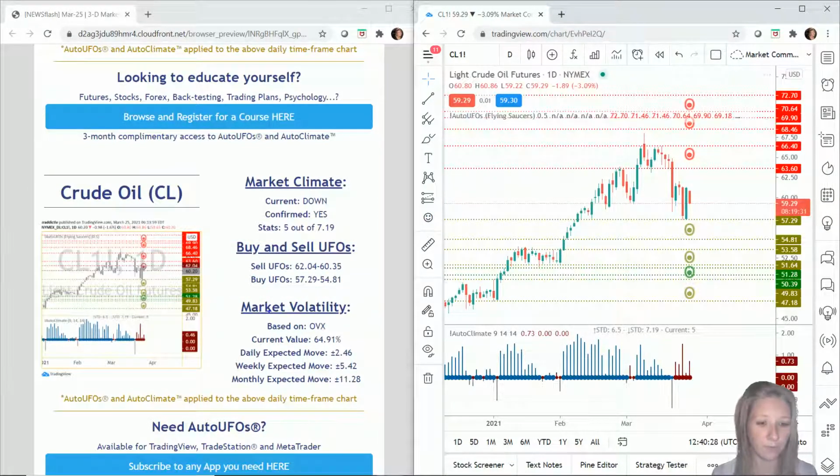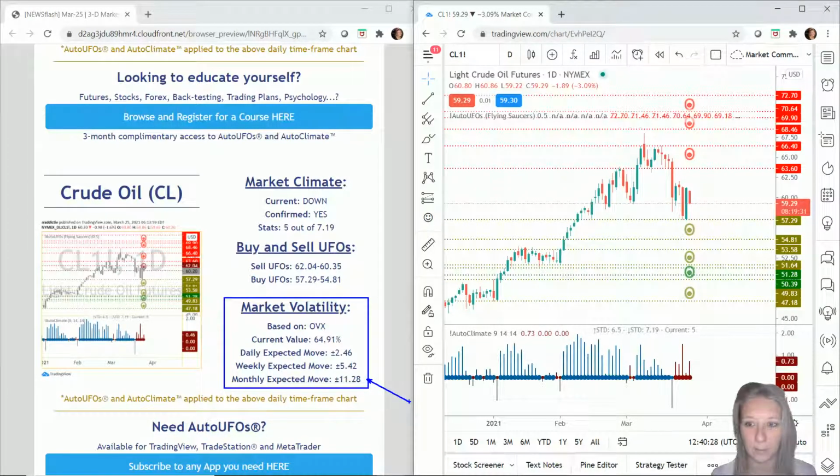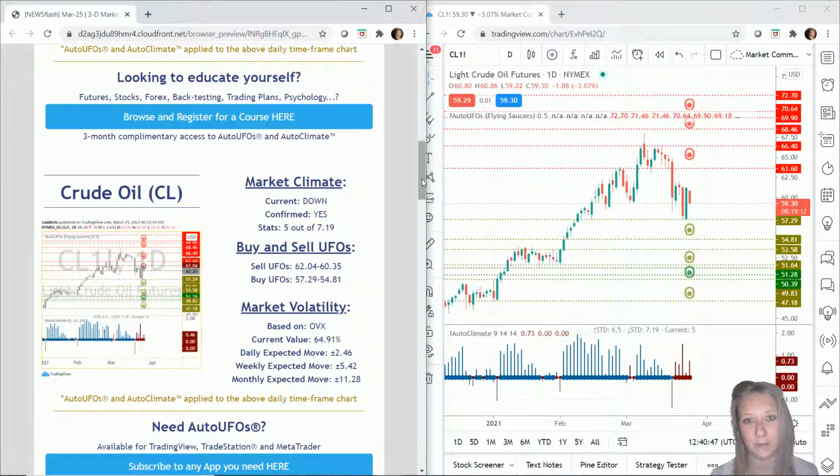Okay, so volatility, we would expect in one day a movement up or down of 2.46 points. In a week, we'd expect movement up or down of 5.42 points. And in 1 month, we'd expect movement up or down of 11.28 points. Again, that's up or down, overall probability to the downside based on climate. Okay, let's move on to the next market.